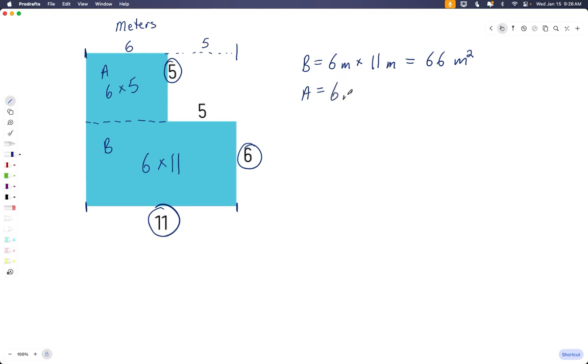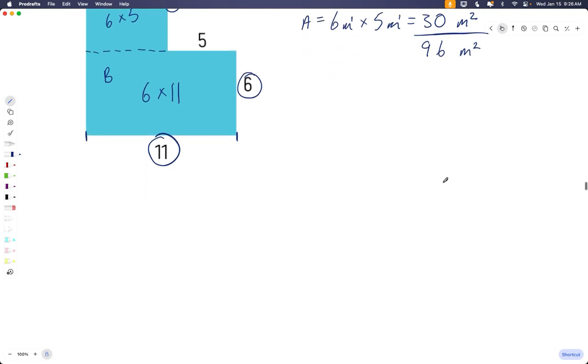So A would be 6 meters times 5 meters, which would be 30 meters squared, because meters is used twice. Meters times meters, we treat it like we do a variable, and we say m to the 1 times m to the 1, we add the exponents together. So that's why we get the exponent of 2, which is what tells us that this is area. And then we would just add these together, 66 and 30, and we bring the unit of measure down, 96 meters squared. That's one way to do it.